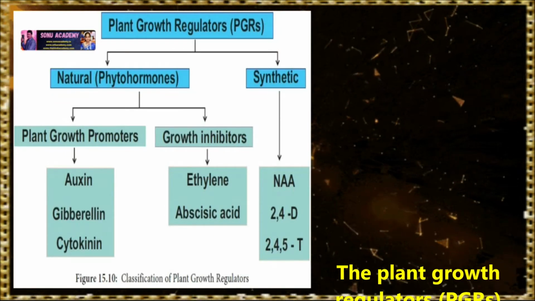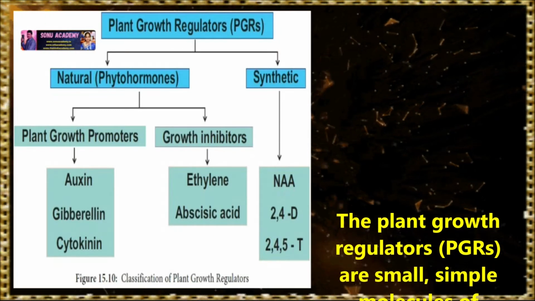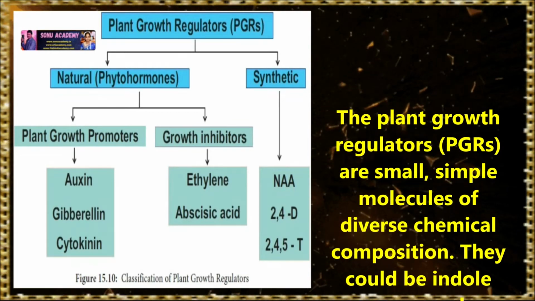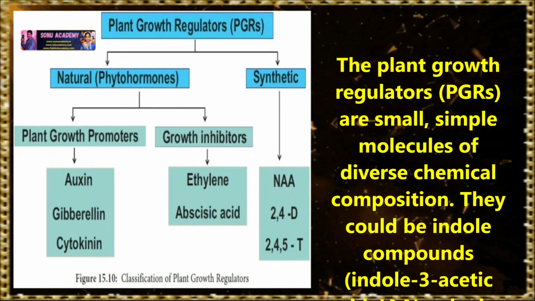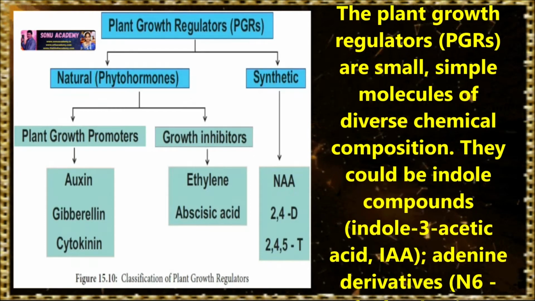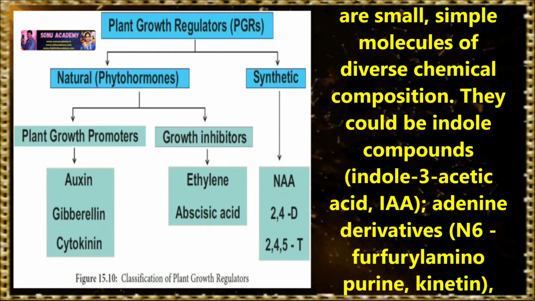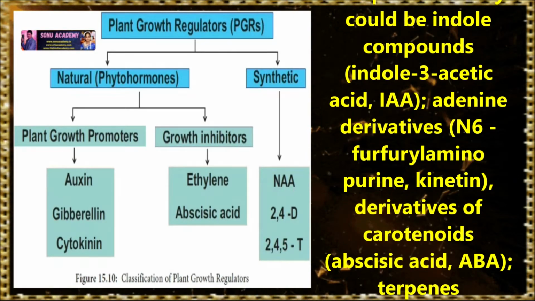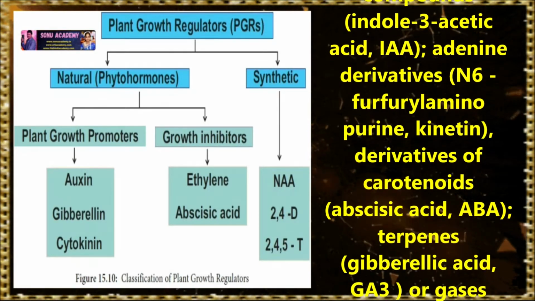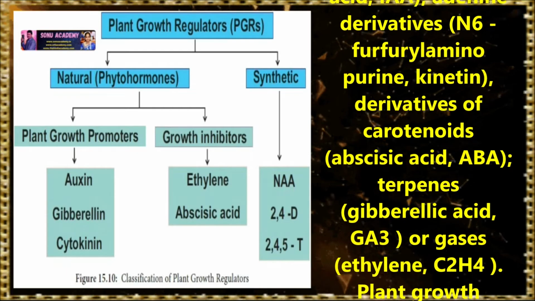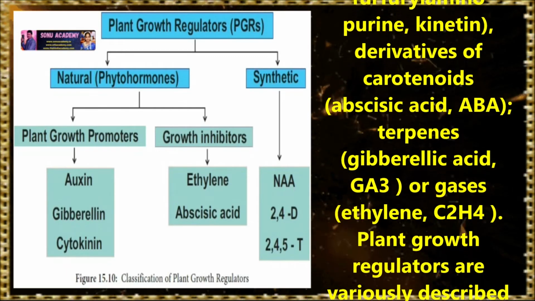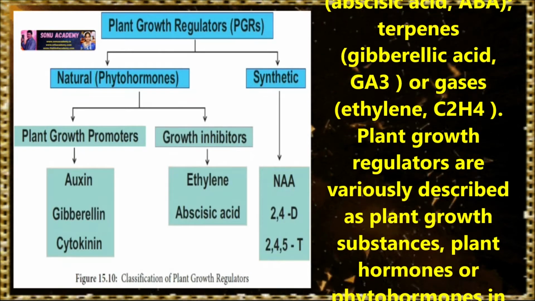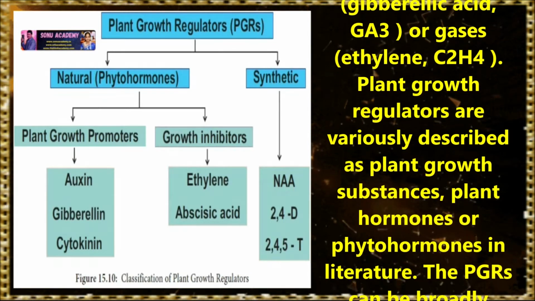Children, now let us discuss plant growth regulators. The characteristics of plant growth regulators: they are small, simple molecules of diverse chemical composition. They could be indole compounds, adenine derivatives, derivatives of carotenoids, terpenes, acids, gases, etc. Plant growth regulators are variously described as plant growth substances, plant hormones or phytohormones in the literature.